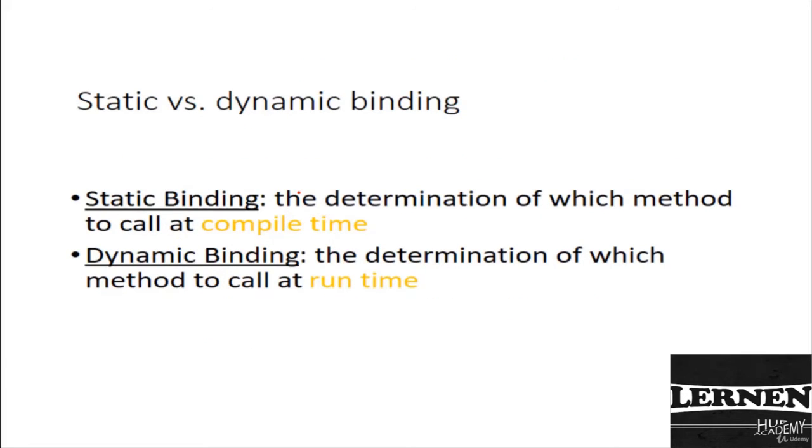Static versus dynamic binding. Static binding is the determination of which method to call at compile time, and dynamic binding is the determination of which method to call at runtime.